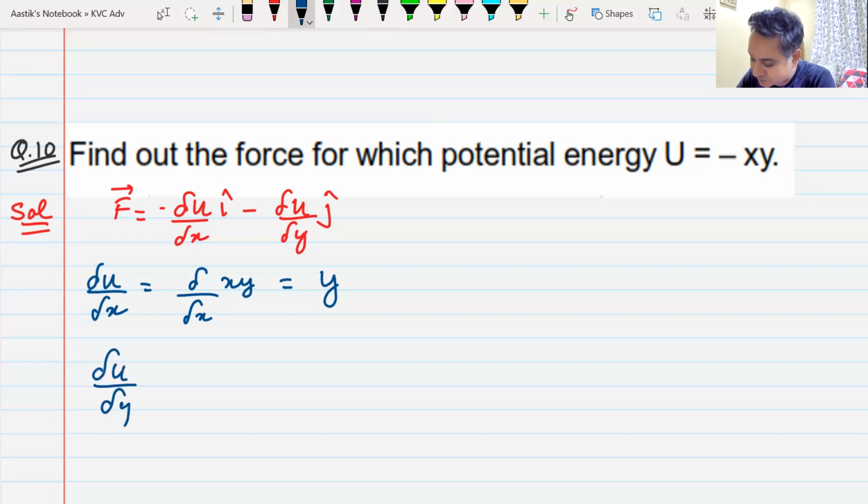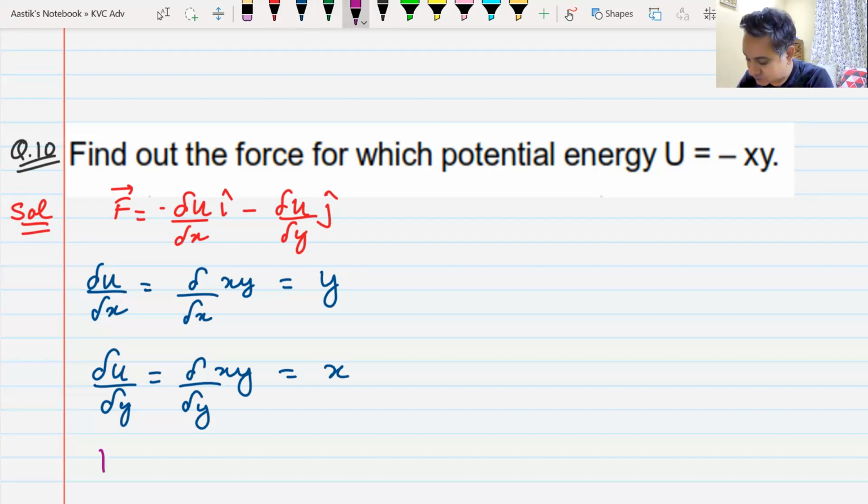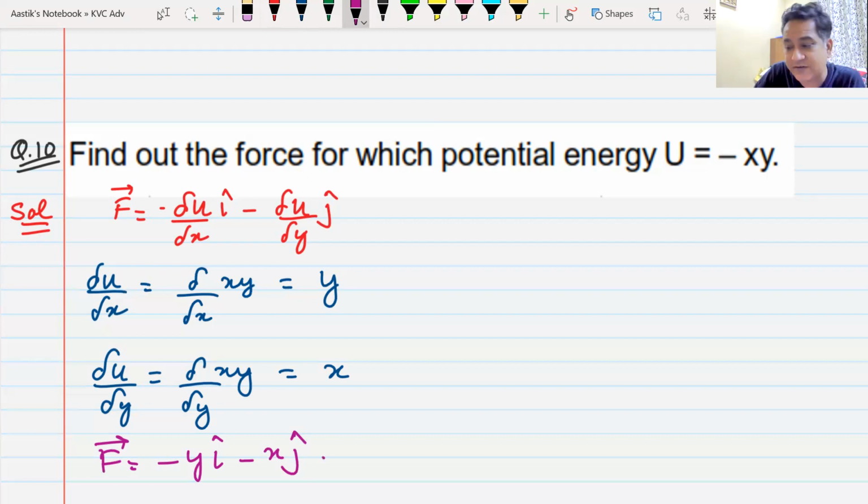Del u by del y is what, my dear friends? Del by del y of xy. Now here x is constant. It jumps out. Del y by y is 1. So this is x. So what is the answer for force, my dear friends? y i cap plus x j cap, not minus. Do we understand this? Yes or no?